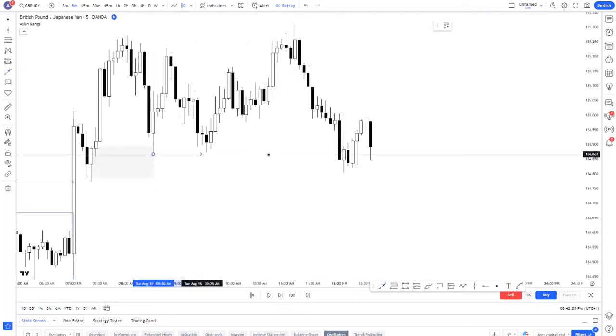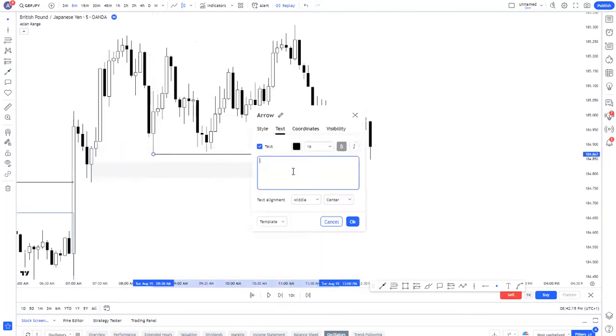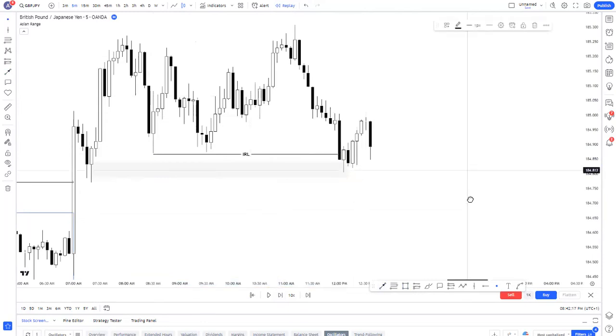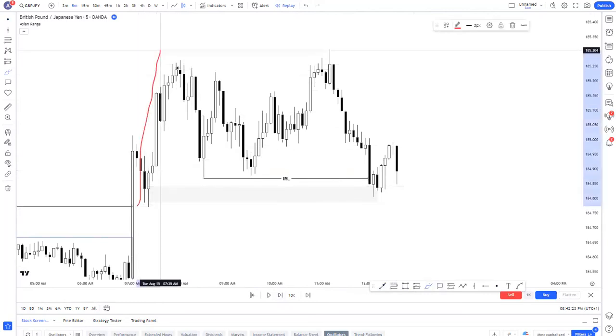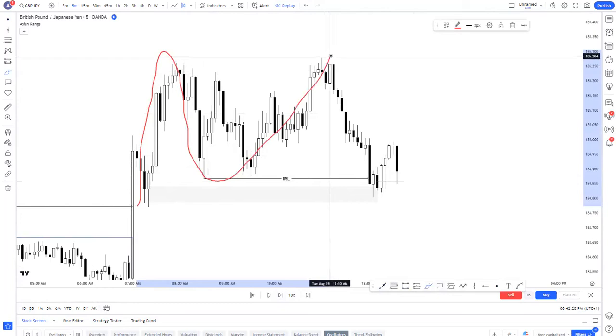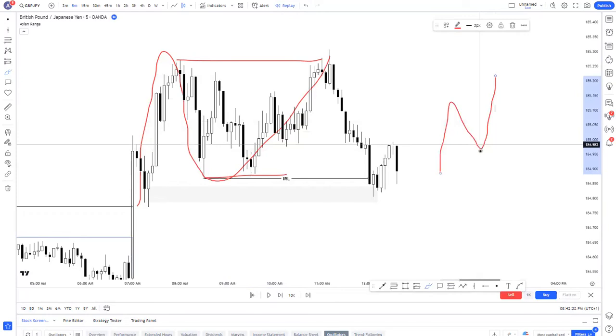What did price do? Price came into the extreme. Internal range was taken. You can see we had a push, we had a pullback, and we had a break. This is the internal range. It's just like we had a push, we had a pullback, and we had this. This is the internal range.